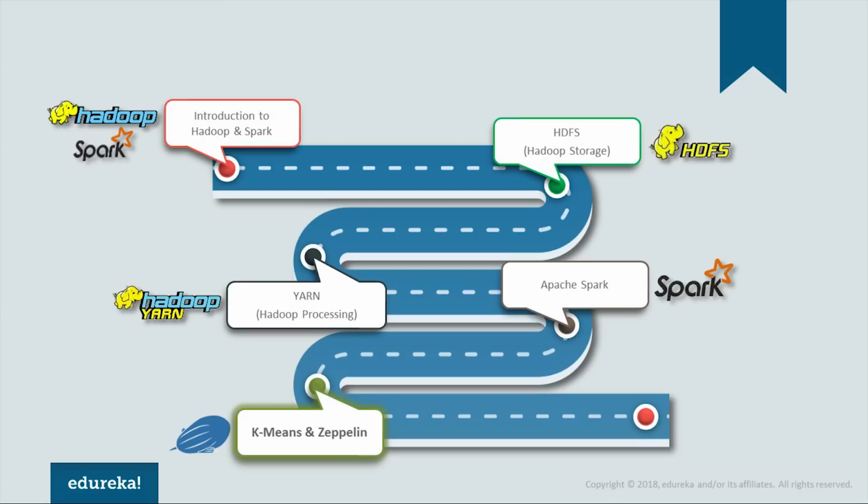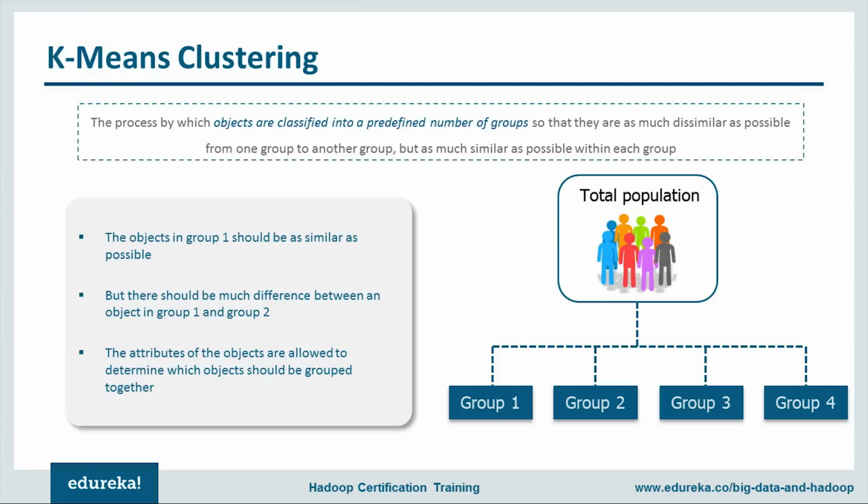Now let's take a look at k-means and Zeppelin. K-means is the clustering method, and Zeppelin is what we're going to use in order to visualize our data. So let's talk about k-means clustering now. K-means is one of the simplest unsupervised learning algorithms that solves the well-known clustering problem. The procedure of k-means follows a simple and easy way to classify a data set into a certain number of clusters, which is fixed prior to performing the clustering method. The main idea is to define k centroids, one for each cluster, and the centroids should be placed in a very cunning way because different locations cause different results.